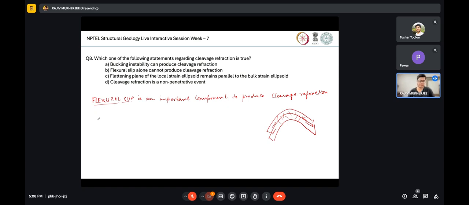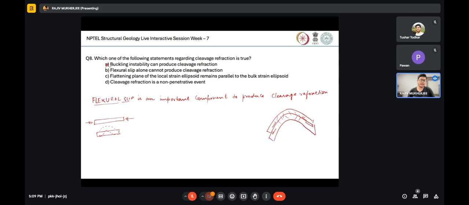So buckling instability means if I have a layer and I am applying layer parallel compression, and after a certain amount of shortening of the layer, it will buckle. That means it will produce this kind of fold. So where buckling is involved, we will not be seeing cleavage refraction. So cleavage refraction essentially requires flexural slip. So this option is not correct. Right? So buckling instability cannot produce cleavage refraction.